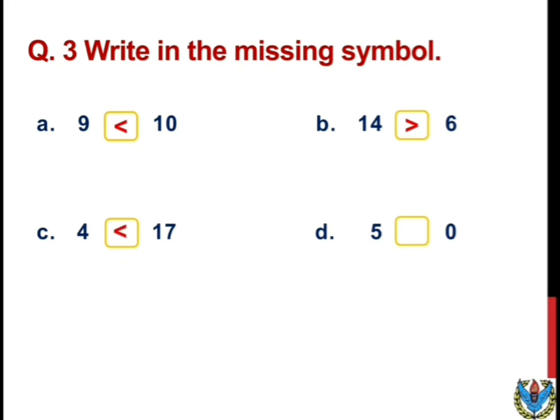Look at part D. The numbers are 5 and 0. Both the numbers belong to 1's column. So start counting from 0. 0, 1, 2, 3, 4 and 5. 5 is the bigger number than 0. So we will write it as 5 is greater than 0.